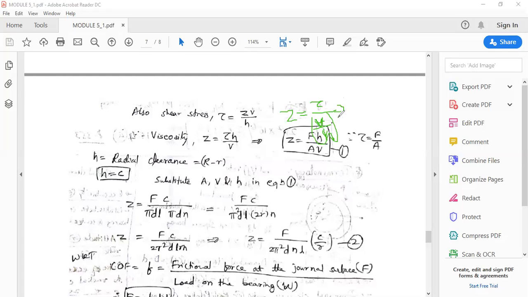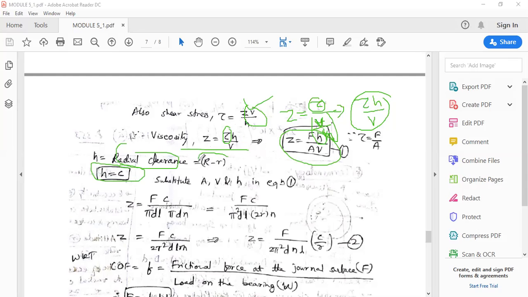So if I write the expression for tau, tau is equal to Z into V divided by H, the same equation that is written here. Therefore Z is equal to tau into H, since H in the denominator can be taken to the numerator, so tau H divided by V. This is the expression for viscosity. So viscosity is written in terms of shear stress here, and shear stress is F by A, as written earlier. So Z is equal to F by A into H by V, where V is the velocity. H is the thickness of the oil film, which is equal to C here. That is called the radial clearance, that is capital R minus small r, the radius of the bearing minus the radius of the journal.